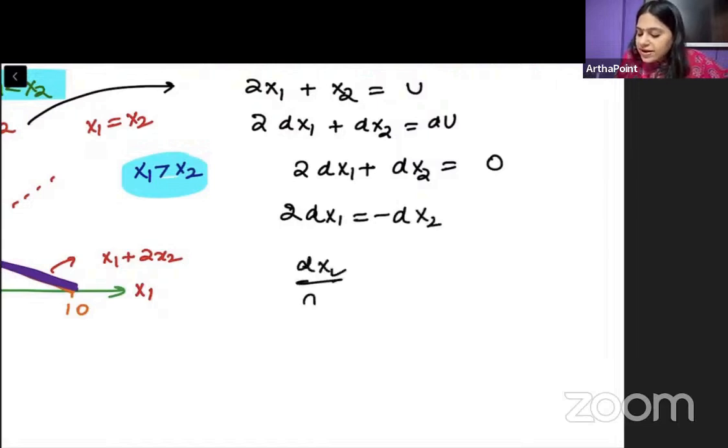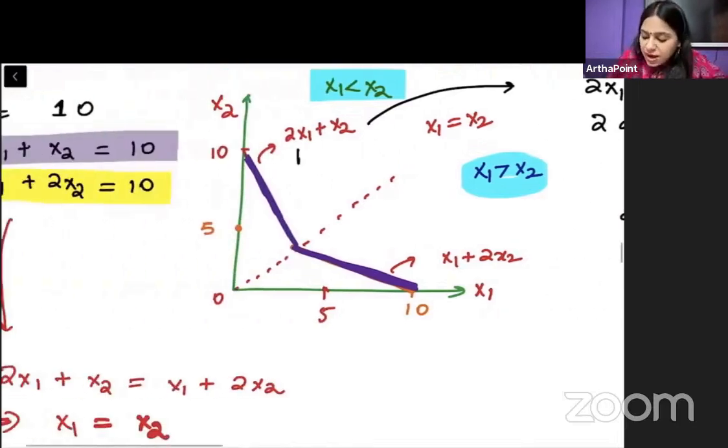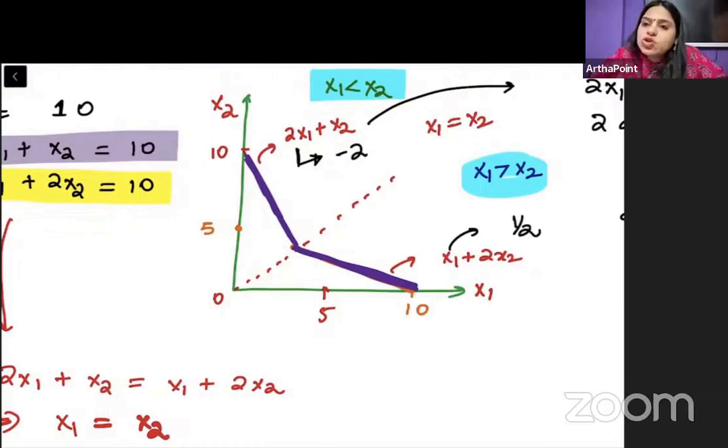So dx2 by dx1 will be minus 2. So in this part, my slope of the indifference curve will be 2. Similarly, here the slope will be half. So we have also got the slope as 2 and 0.5, right? Of course, with the negative sign.